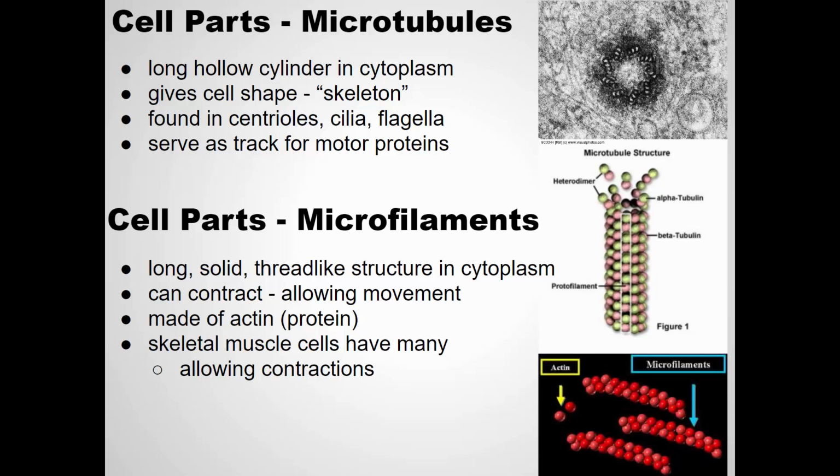Another part of the cytoskeleton are microfilaments. These are thin, solid strands of molecules. They're made of a protein called actin. And these microfilaments are what's important in muscles contracting. Muscle cells have many of these microfilaments that can contract and relax based on the bonds that form between them.